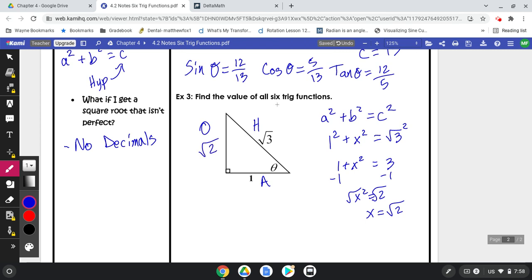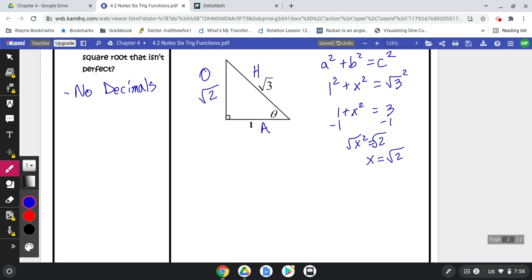Now, it says up here, our job is to find the value of all 6 trig functions. So let's start with sine. Sine of theta is going to equal the square root of 2 over the square root of 3. Now, right away here, we have a problem. The square root of 2 over the square root of 3 is fine, except we cannot leave a square root on the bottom. We have to do something called rationalizing the denominator. And it might have been a while since you did this. I'll show you how to do that quick.